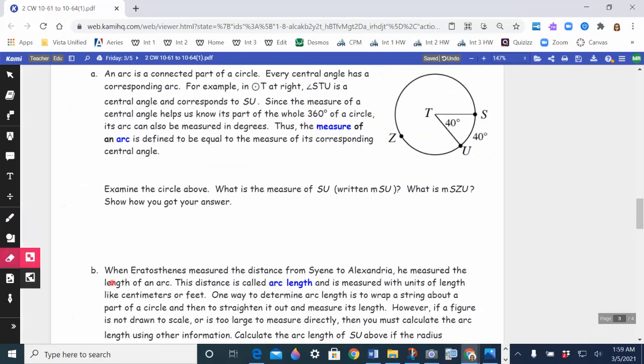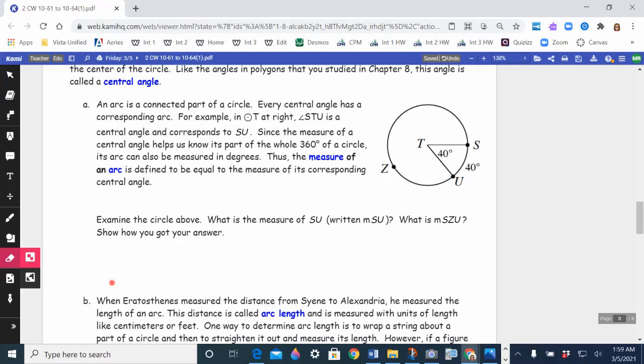Okay, so examine the central angle in the circle above. What is the measure of arc SU? Written measure SU. And this should have had an arc on it. Sorry, I don't know why that arc did not come in. Should have had arcs on those. Okay, show how you got your answer. So what is the measure of arc SU? And what is the measure of arc SZU?